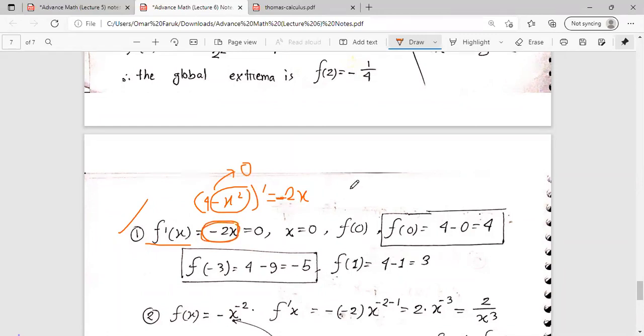And according to our formula, we know that our critical point is where the derivative of f is equal to 0. So we can write minus 2x is equal to 0. So then x will be 0. You just take this minus 2 here, so x is equal to 0 divided by minus 2, which is equal to 0.